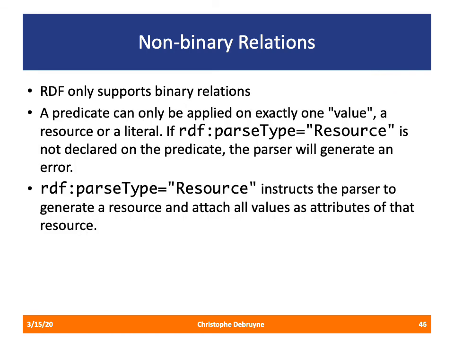So to summarize, RDF only supports binary relations, and a predicate can only be applied to exactly one value, as we've seen before. If we don't provide a parse type resource, the parser will generate an error because a property can only have one value. Now, the RDF parse type resource instructs the parser to generate a resource and attach all values as attributes of that resource, as we've seen in the previous example.